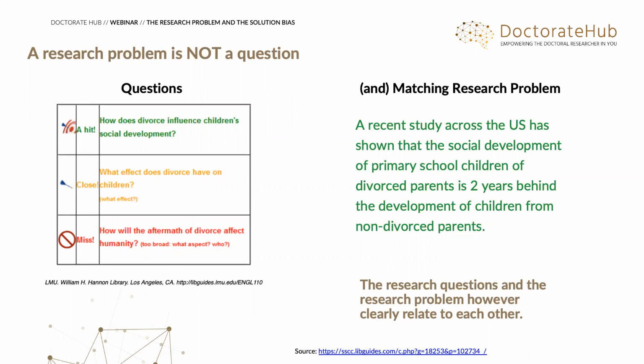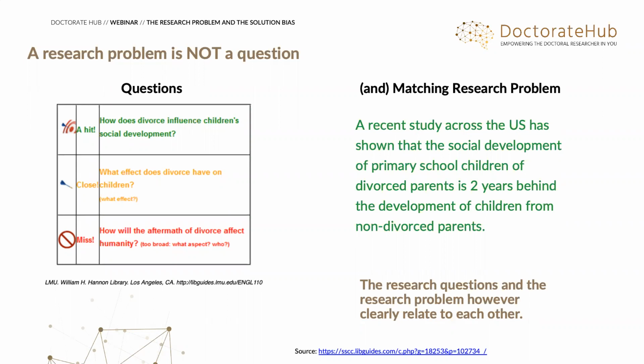So a research problem is also not a question. Now, on the left side, you see 3 questions, which are perhaps good research questions, but they are not problems. So if you go through them, how does divorce influence children's social development? It's a very targeted question. What effect does divorce have on children? It's also a very targeted question. How will the aftermath of divorce affect humanity? Also a very clear question. So all clear questions, and as much as the solution relates to the problem, so does the question.